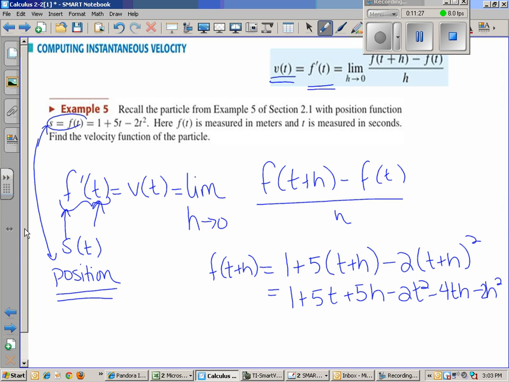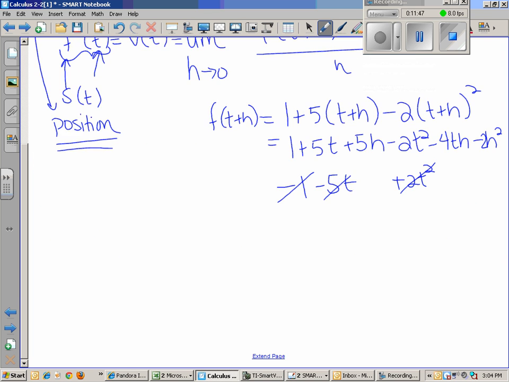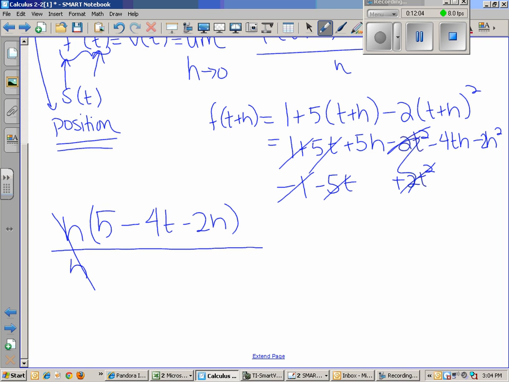So I did some math in my head, FOIL, and then multiplied by -2. And so from that, I would subtract 1 minus 5t plus 2t squared. Gone, gone, gone. The original function is gone. So now we're left with the remaining terms, and remember, that's all over h. So we're going to factor out the h from the 3 remaining terms: 5 minus 4t minus 2h all over h. Gone. Now I can let the limit as h goes to 0.